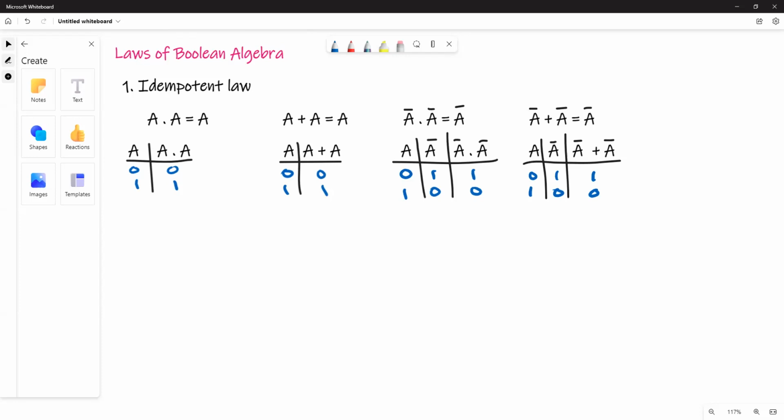Then we have the identity law, the second one, right? So let's write down the second one, identity.